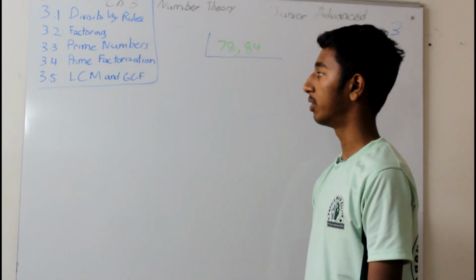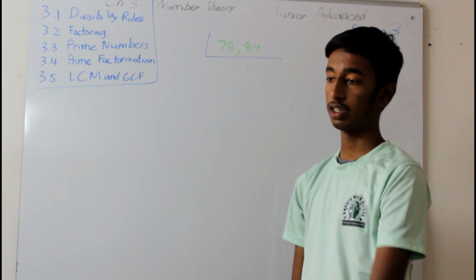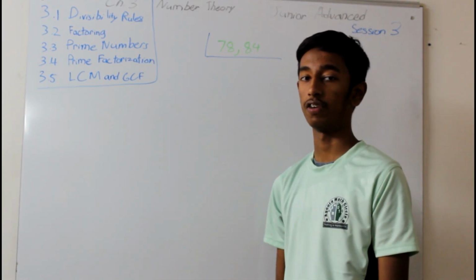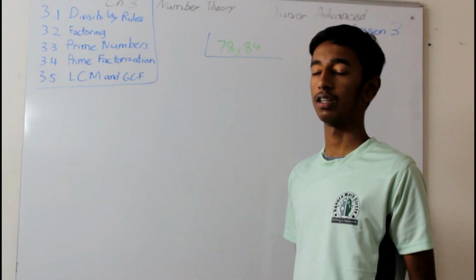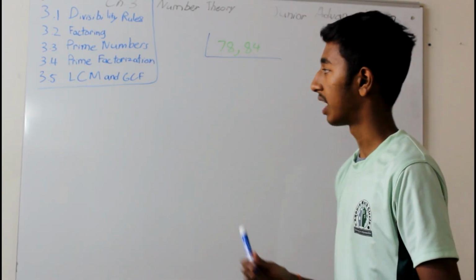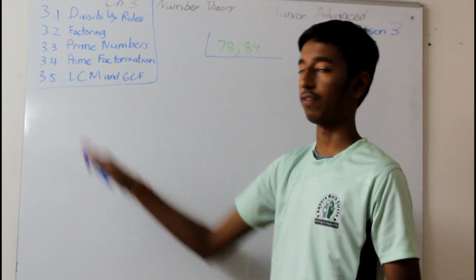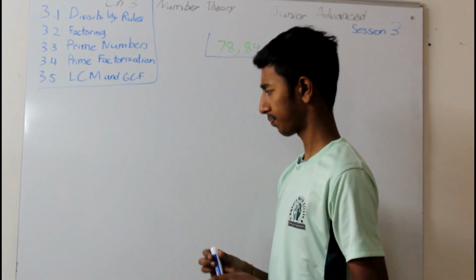3.5, LCM and GCF. I know that on the lecture notes LCM and GCF are 2 different chapters, but the way I'm going to teach it in this video, I think it would be easiest to group them together into one chapter. That's why I have labeled it 3.5, LCM and GCF.